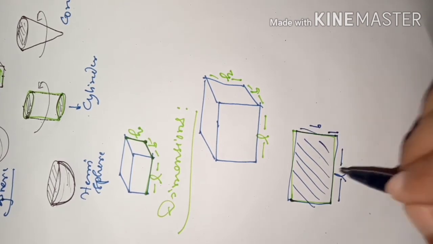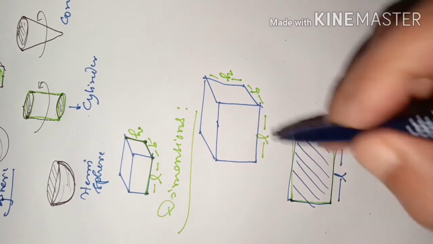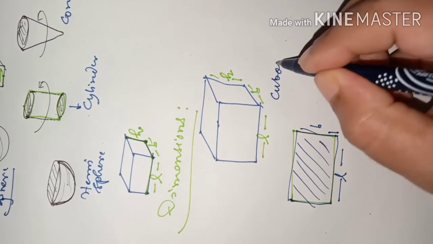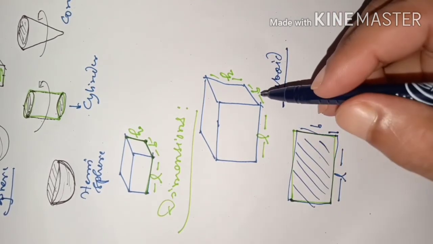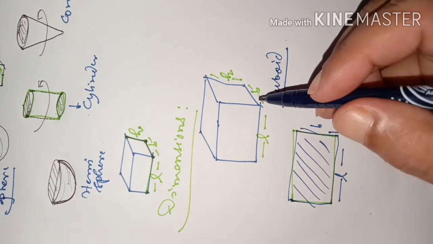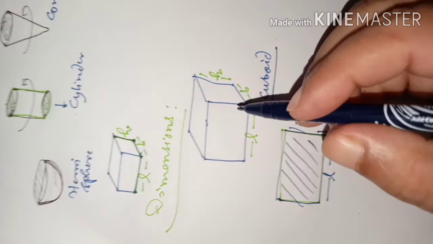So it is called a two-dimensional surface. This is a three-dimensional object, this cuboid. You can call it a cuboid where length, breadth, and height are all different, or at least two dimensions are different. Then it is called a cuboid.